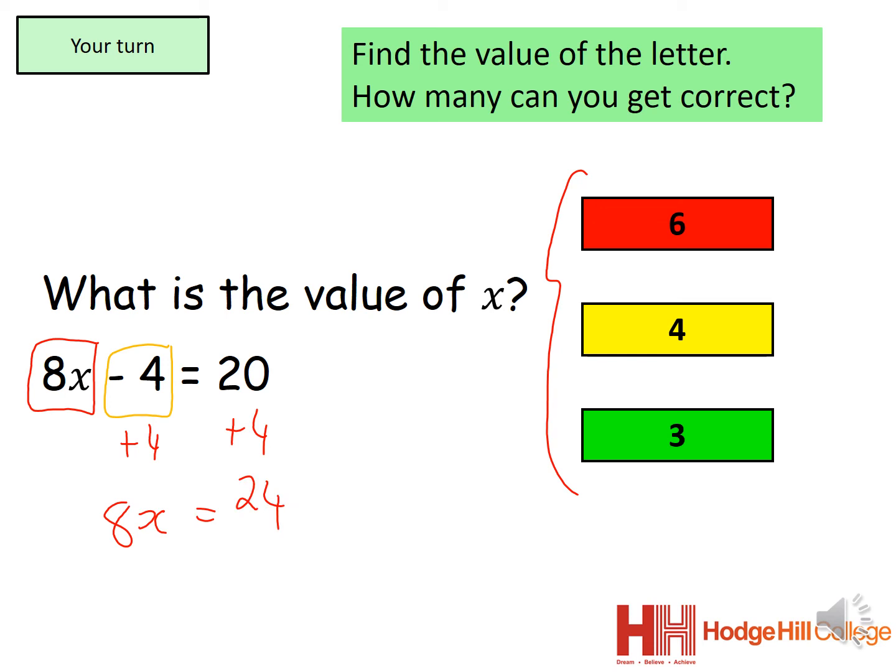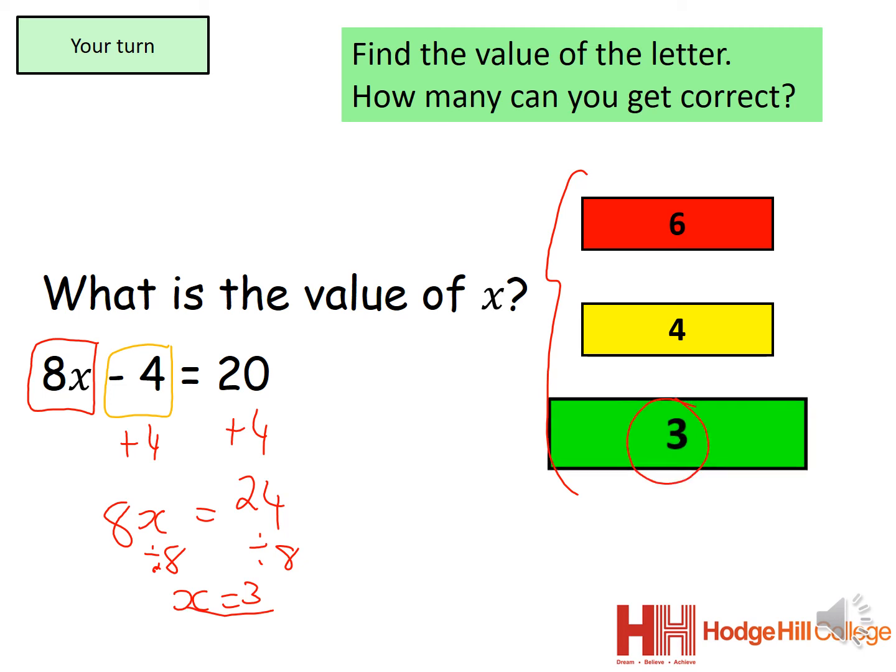Okay, now the second step is we have x times 8. So what's the inverse of times 8? It's divided by 8. But again, we need to do it to both sides to balance the equation. And now we have 8x divided by 8 gives me 1x, and 24 divided by 8 gives me 3. So our solution is x equals 3, which is the green one.